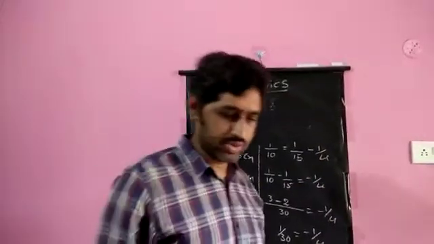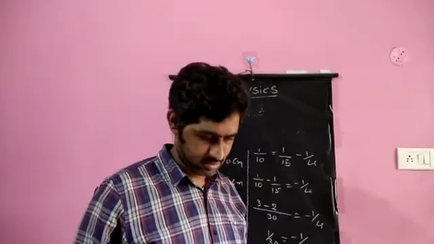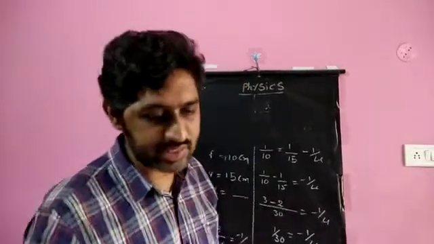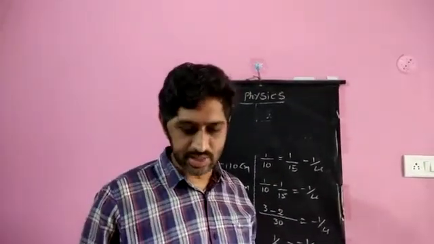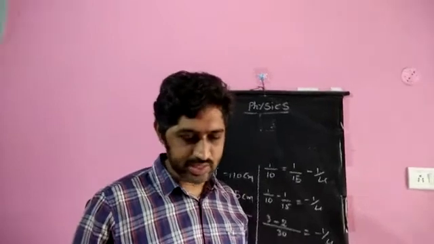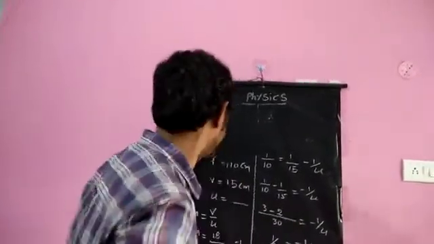We see one more question based on this lens formula. Make a note of the question. What will be the image distance if an object is placed at a distance of 30 centimeters?